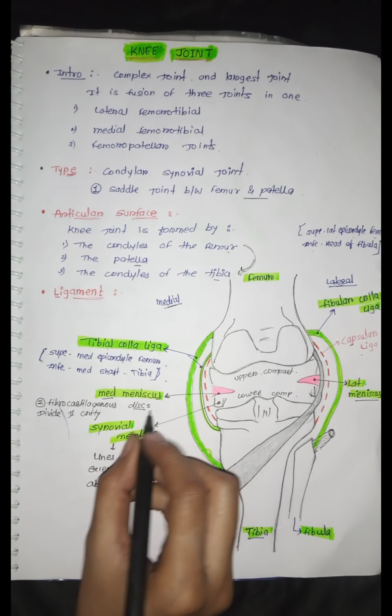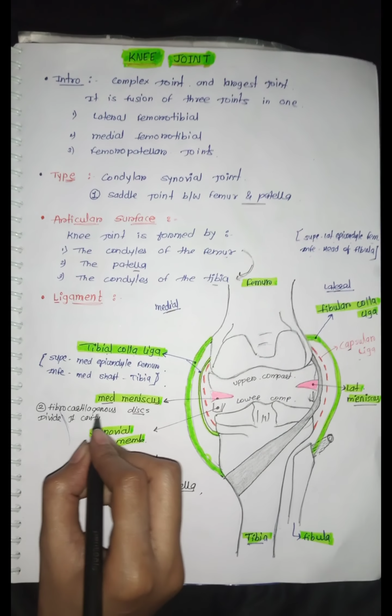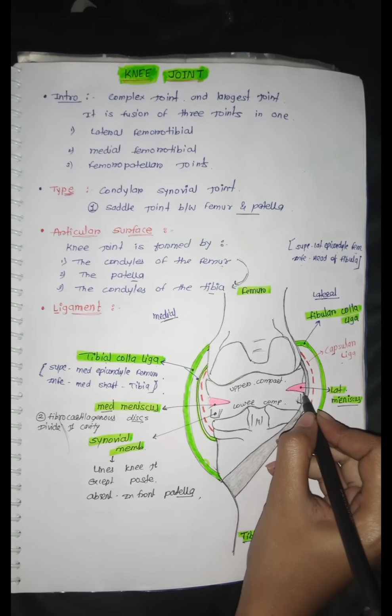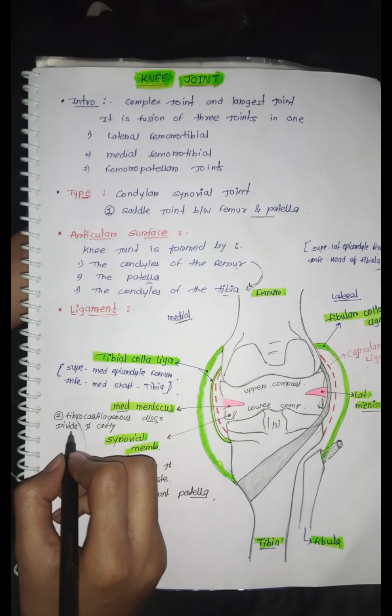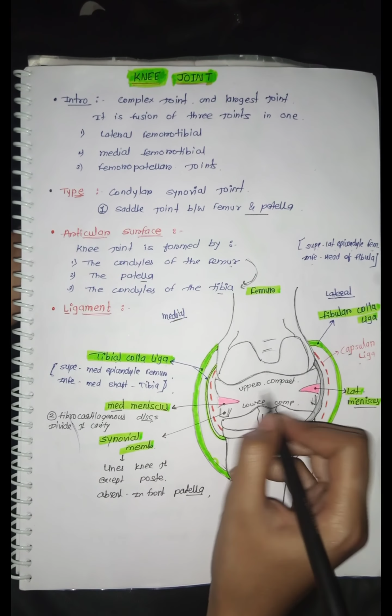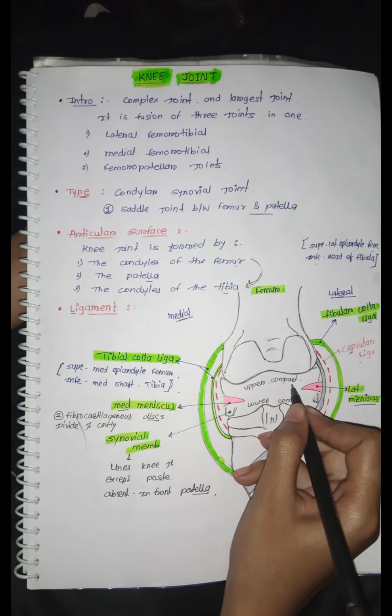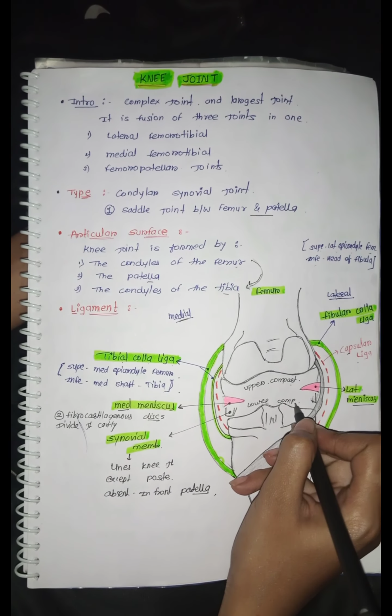Medial meniscus. There are two fibrocartilaginous discs, that is medial meniscus and lateral meniscus. They are present in the joint cavity and divide the joint cavity into two compartments, that is upper compartment and lower compartment.